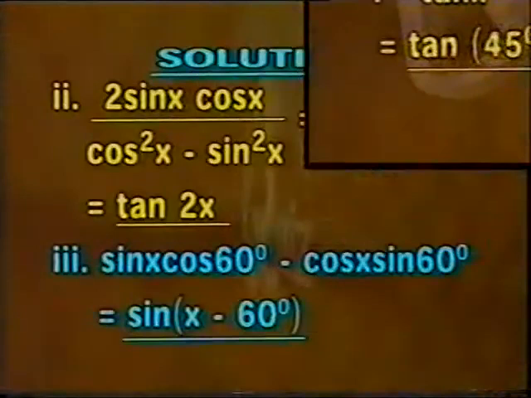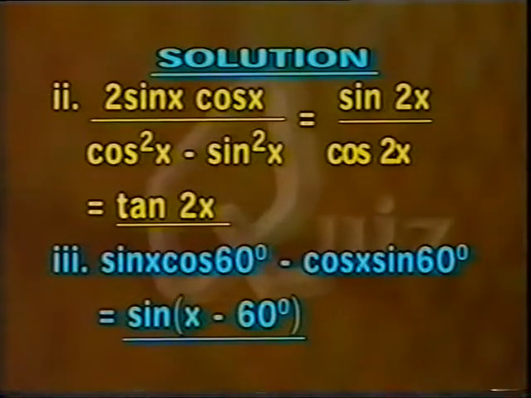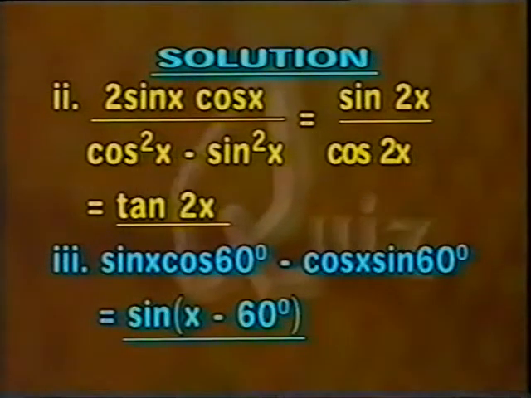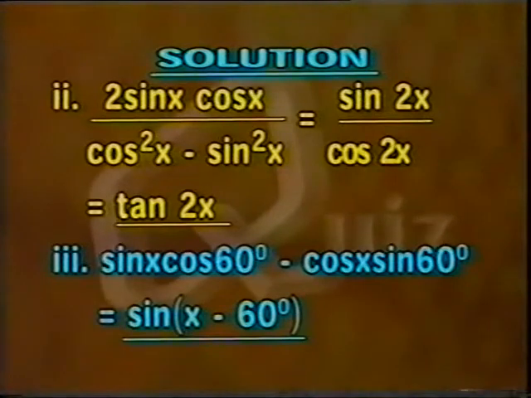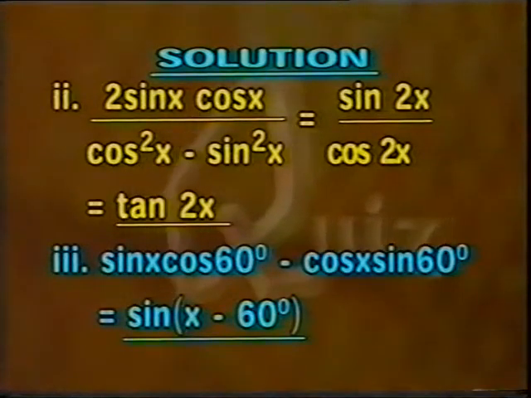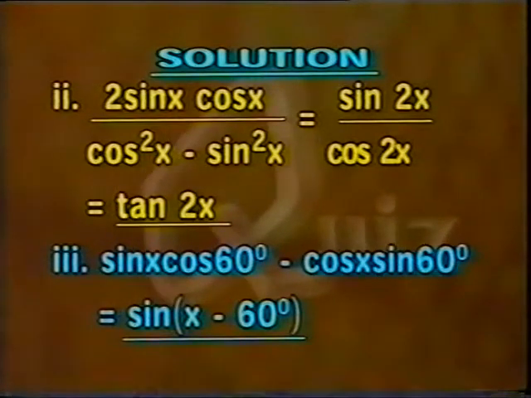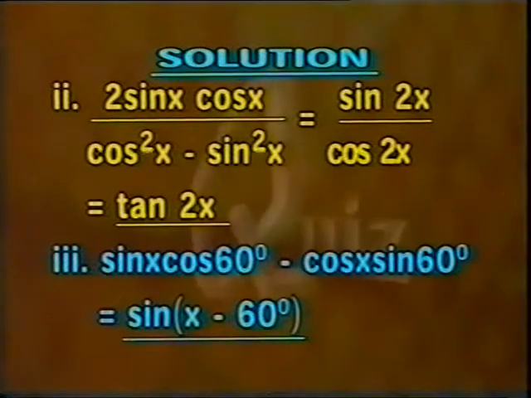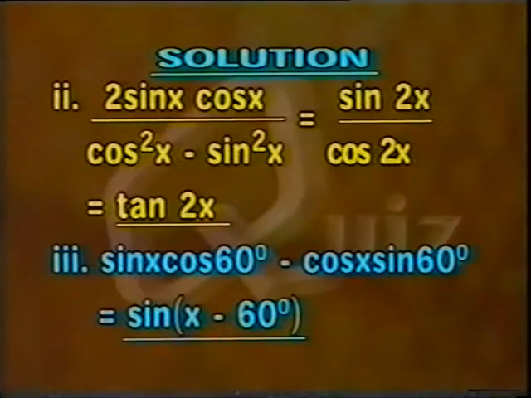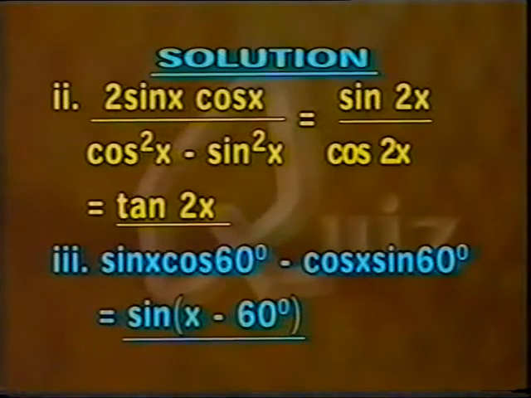2 sine x cos x all over cos squared x minus sine squared x is equal to sine 2x over cos 2x, and that equals tan 2x. And the third one, sine x cos 60 degrees minus cos x sine 60 degrees is the same as sine of x minus 60 degrees. And that's all we were expecting from the contestant.